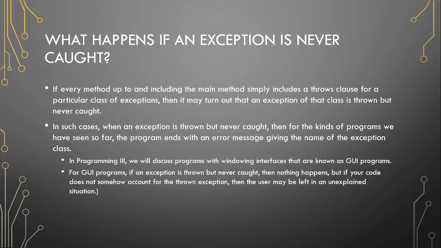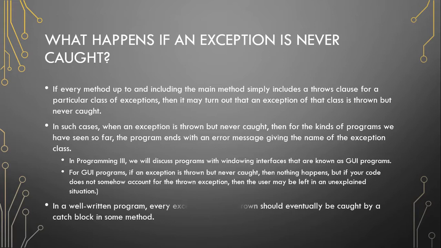Now, in Programming 3, we will discuss programming with windowing interfaces known as GUI programs. We deal a little bit with Swing and stuff like that. In those GUI programs, if an exception is thrown but never caught, nothing really happens. Your code just does not account for the thrown exception, and the user may be left in an unexplained, like, what's going on? The program might lock up, for example, because it's not like the terminal. When we're working with the command line, we can easily generate an output. We can't do that as well on a GUI interface.